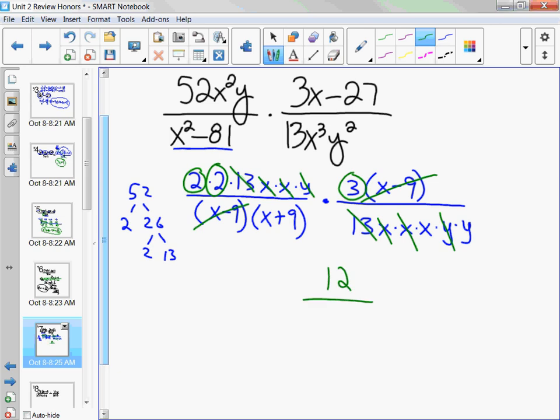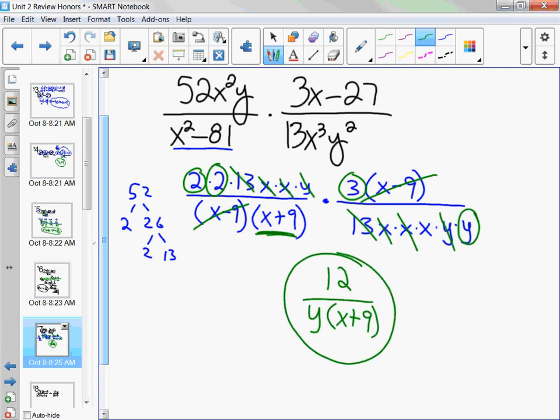And I have an x minus 9 and a y. So it's going to be y times x. I said x minus 9, x plus 9. And that is my answer. Oh, and I have an x. I missed this x right here. X times y times x plus 9. All right.